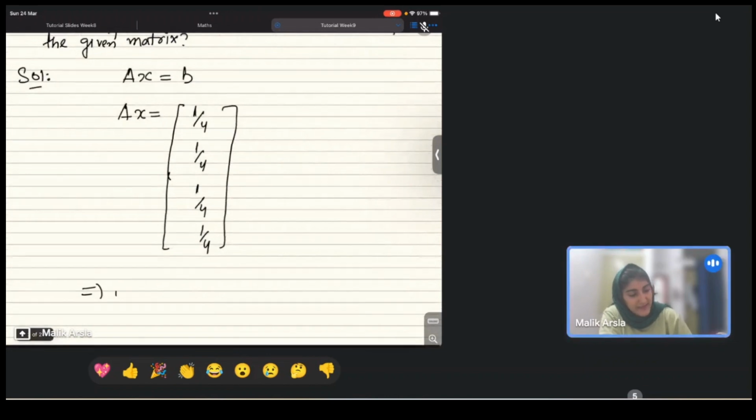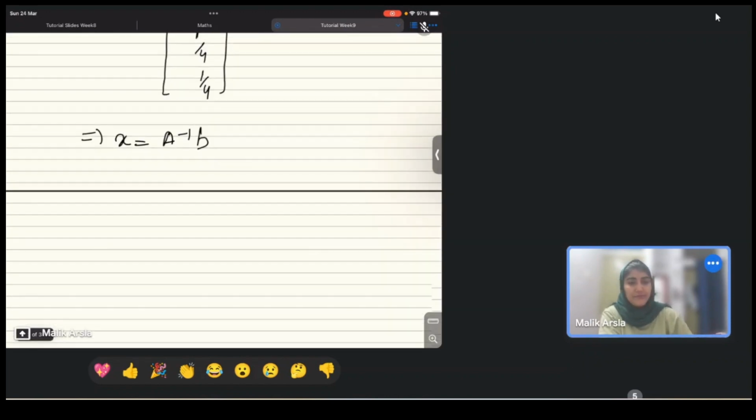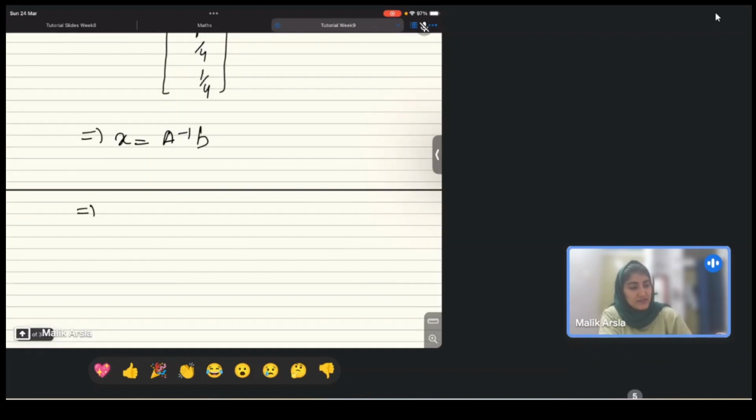So it implies x is A inverse into B. Now, since you have done this, I have calculated, and I will directly write what the value of x is. So x is coming out to be 186.2500. Correct me if I am wrong somewhere, because I have not watched that lecture.